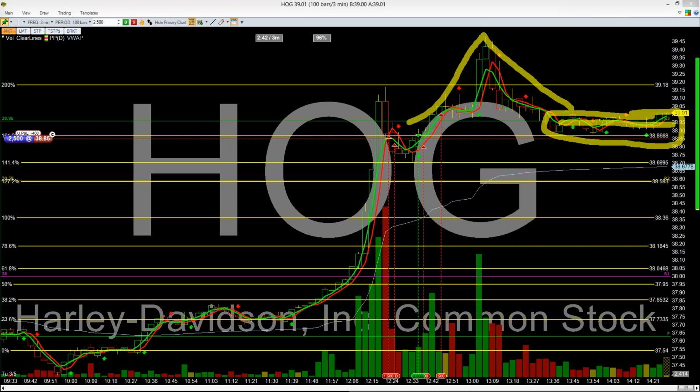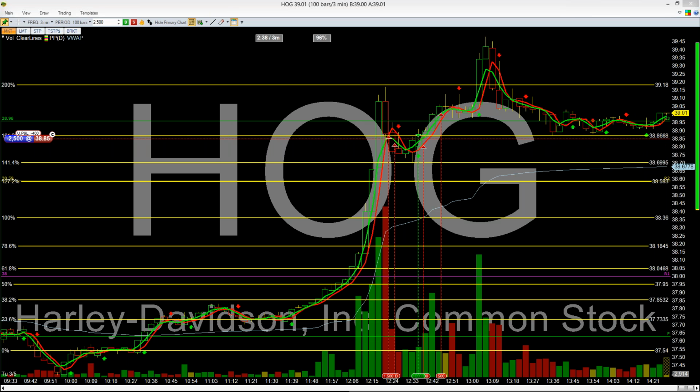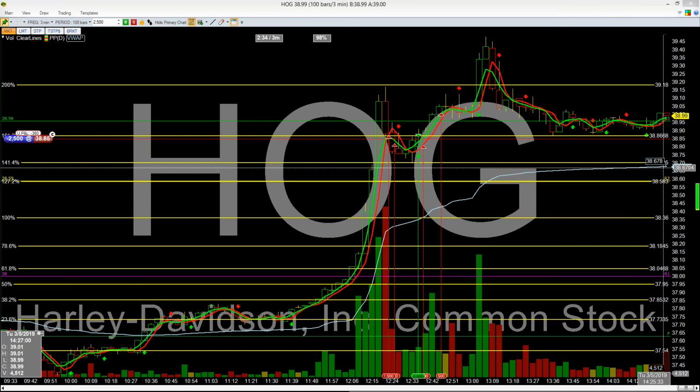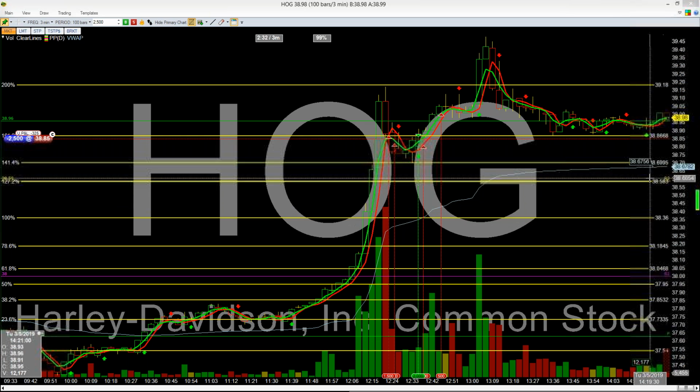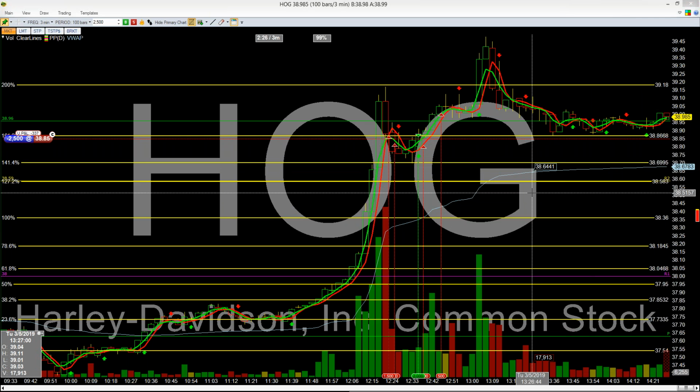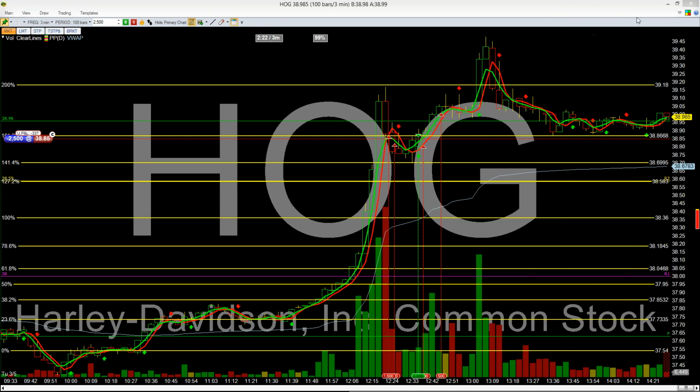And then if it rolls over, there are some potential targets. First one being VWAP and the 14140. If it gets through that, you've got R2 and the 127. Don't think it's going to get there, but it could.